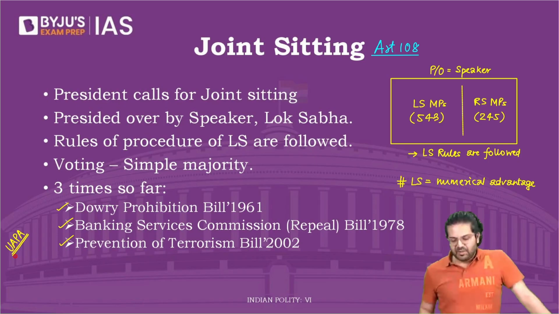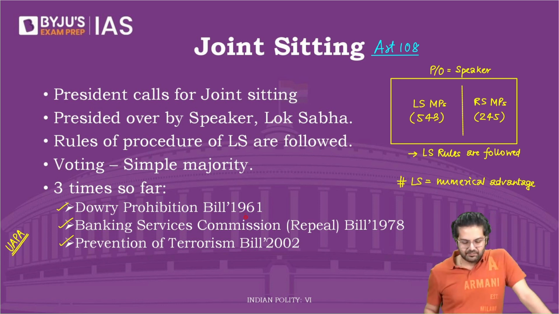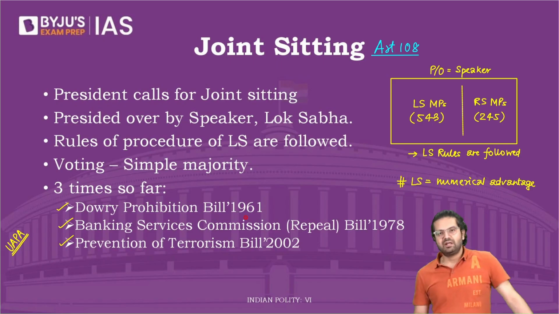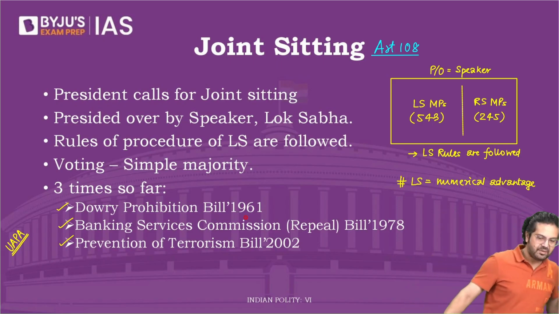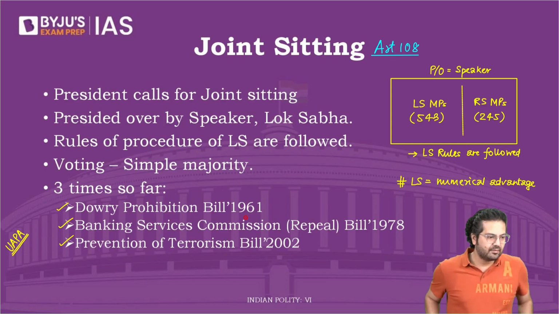So this is with respect to the joint sitting. And of course, I think you know the Dowry Prohibition Bill also, right? Some of you are planning to take dowry. So that's the Dowry Prohibition Bill. Don't take dowry. It's a criminal offense. You will end up in jail. Make your own money. Are we clear on joint sitting?